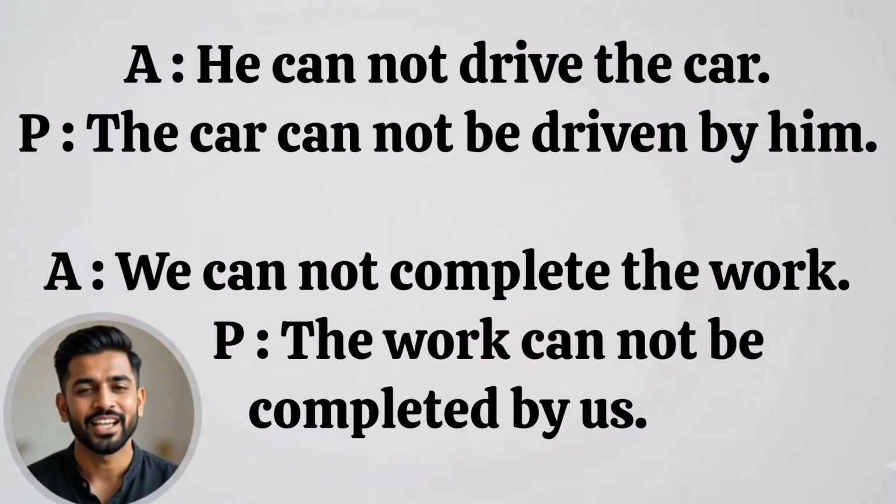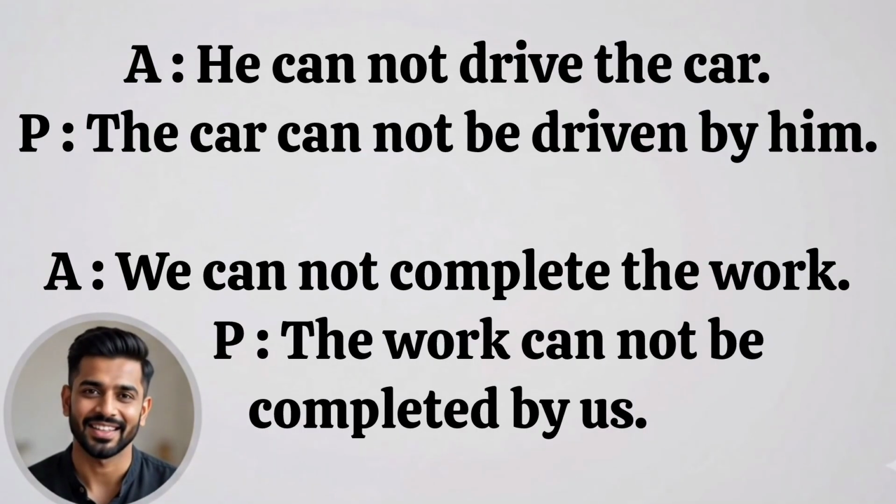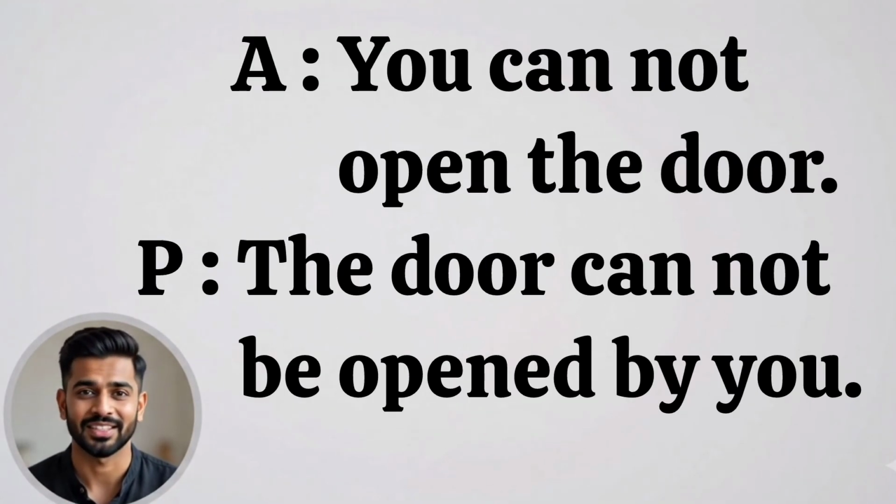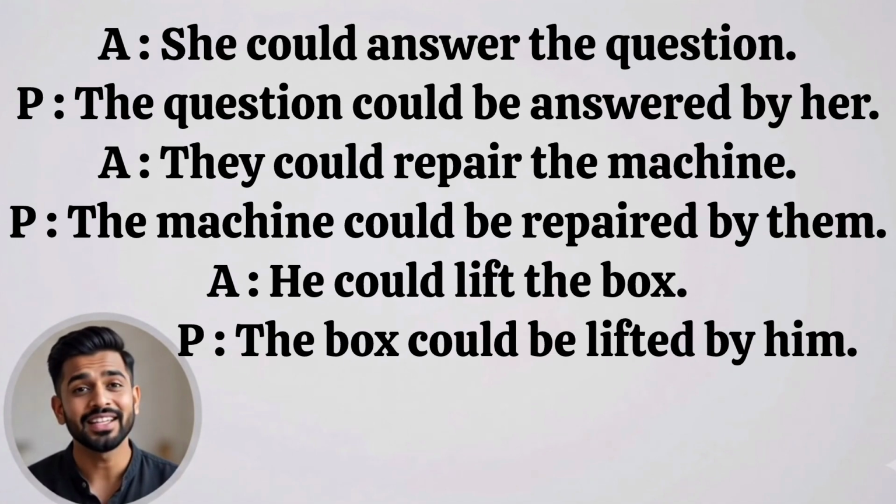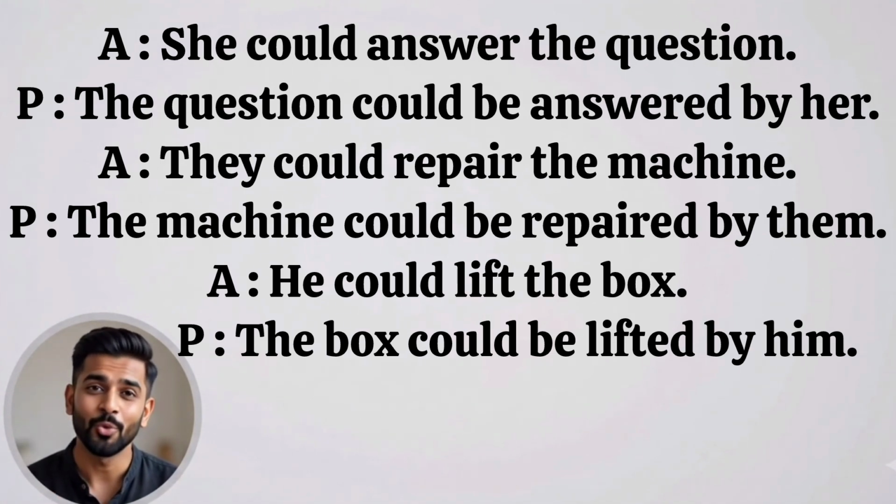9. Active, we cannot complete the work. Passive, the work cannot be completed by us. 10. Active, you cannot open the door. Passive, the door cannot be opened by you. 11. She could answer the question. Passive, the question could be answered by her.